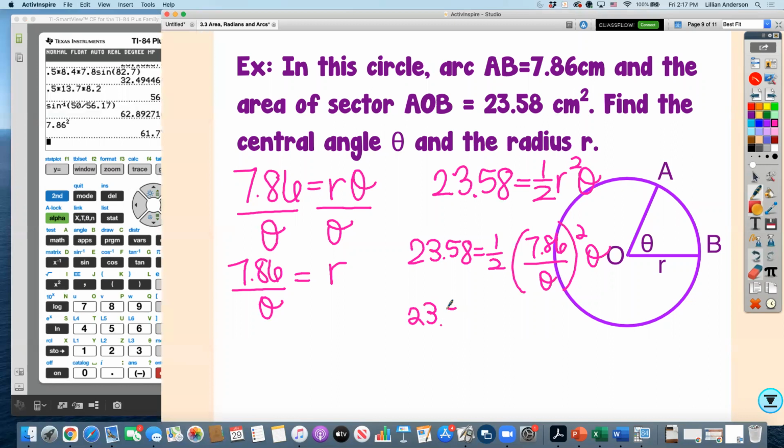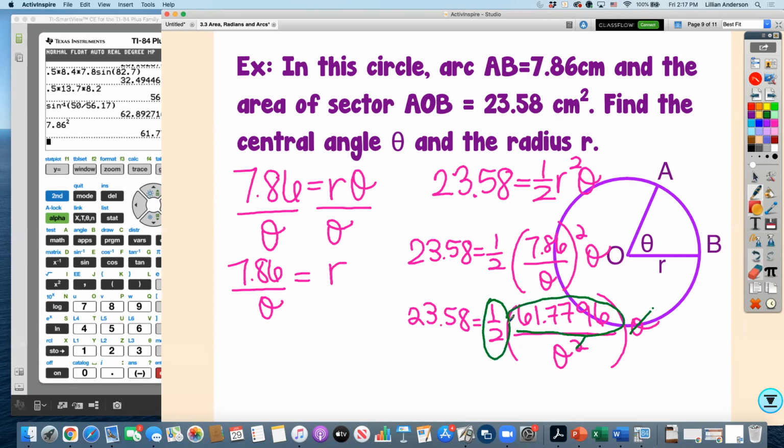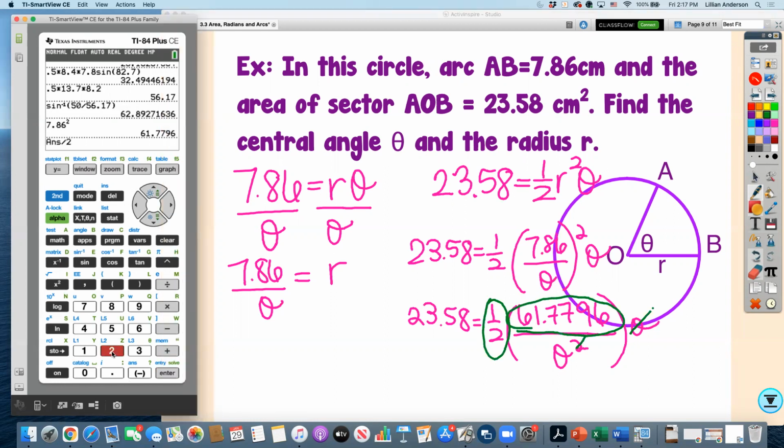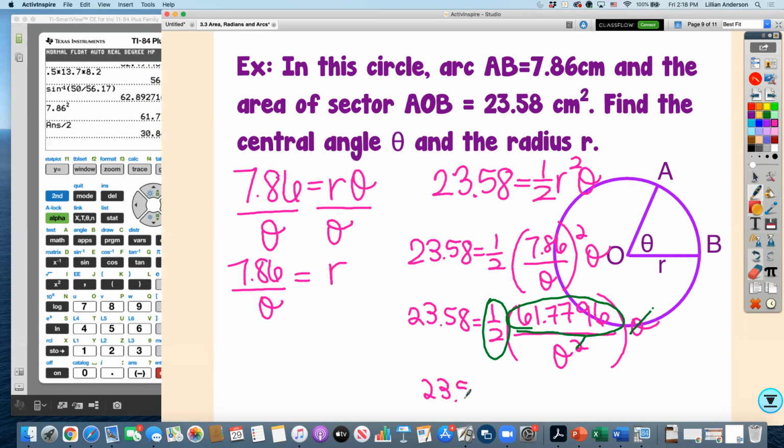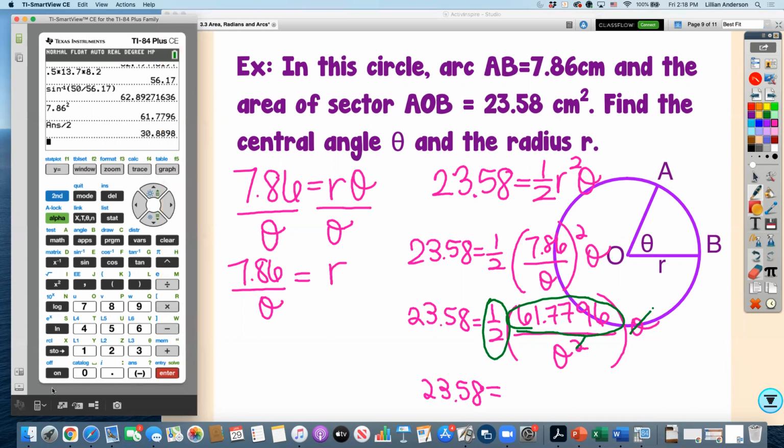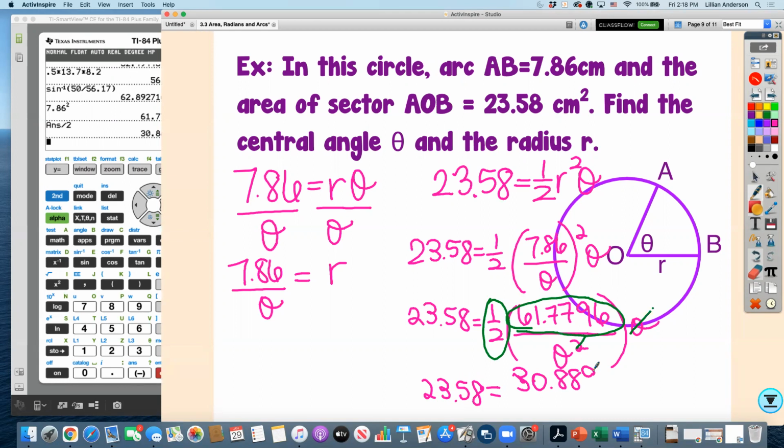So this is going to be 23.58 equals 1/2 times, that's going to be my numerator, 61.7, help me out, over theta squared, because I have to square the top and the bottom. And then I multiply by another theta. What happens to the thetas here? I can cancel one of them. So this theta goes away, and this turns into one theta at the bottom. I can also apply this half here. I can multiply 1/2 to my numerator, so I'm going to divide this by 2 to figure out exactly what it's going to be. So now I have 23.58 equals 30.8898 over theta.